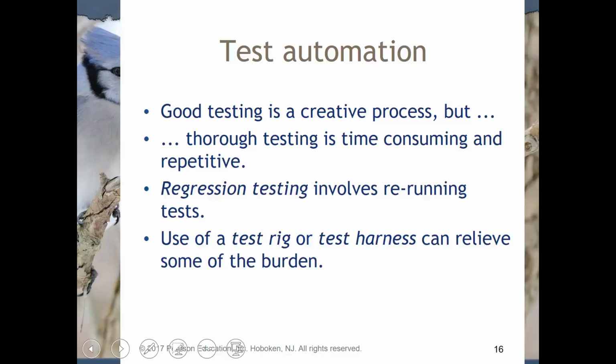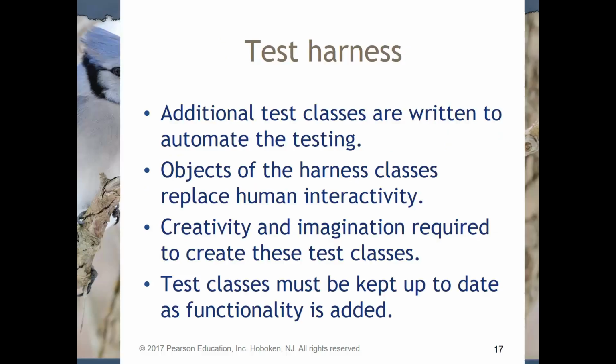Good testing is a creative process, but thorough testing is time-consuming and repetitive. Regression testing involves rerunning tests over and over again. If you have the right harness or rig, you can usually achieve this relatively easily after everything is set up. There's other things, like continuous integration testing, which are out of scope for this class, but are worth looking into.